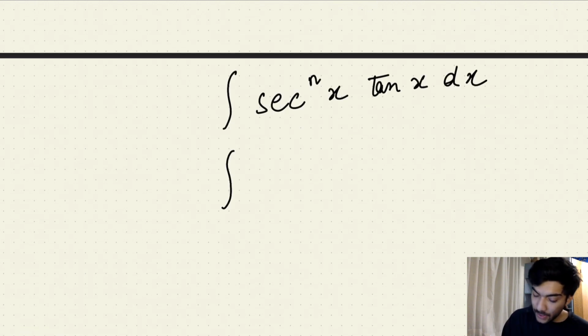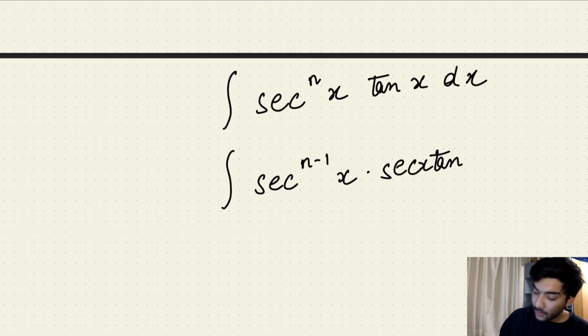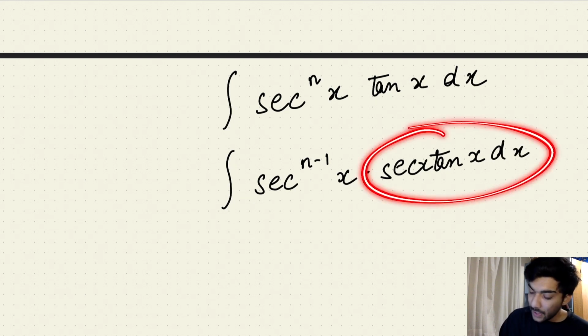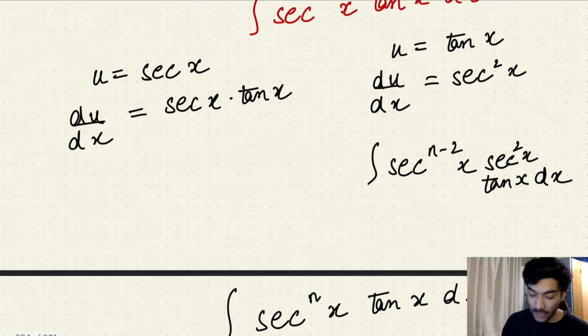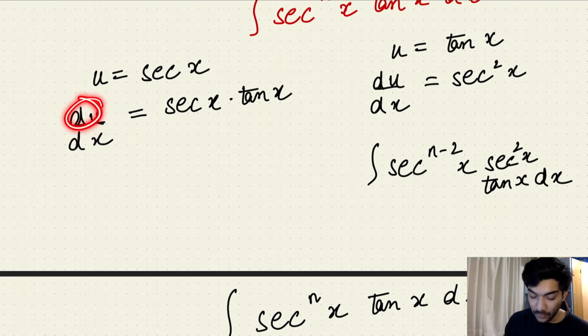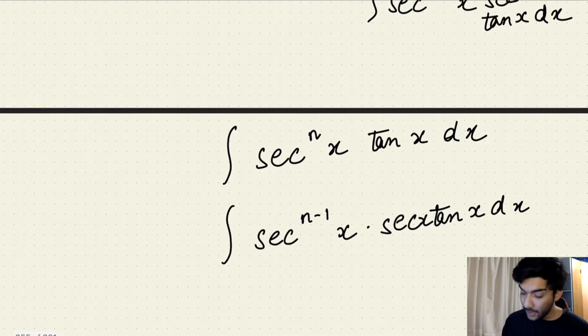So we can split the secant to the power nx as simply secant to the power n minus 1x times secant x, and with tan x dx as well, right? So now we have secant x tan x dx over here, which can be easily transformed to du, because if we assume a u function to be secant x, our du is simply secant x tan x dx, right? So this would be easily changed to du in this case.